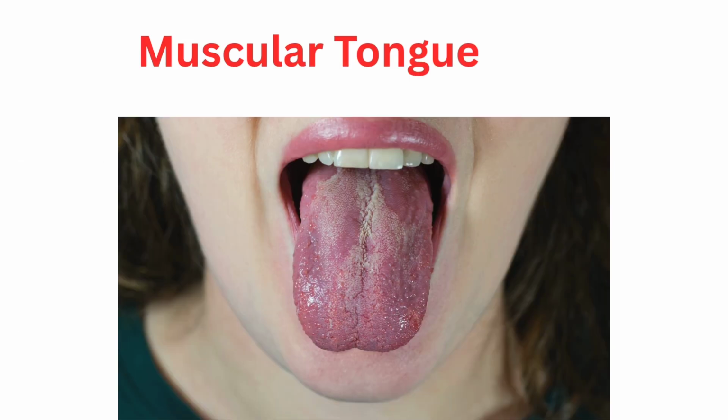And can you guess who else mixes all this while chewing? It is our muscular tongue. It moves the food around, making sure it mixes well with saliva.